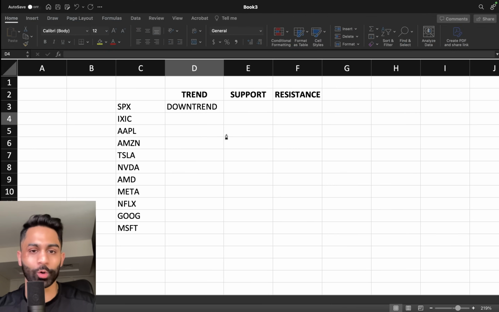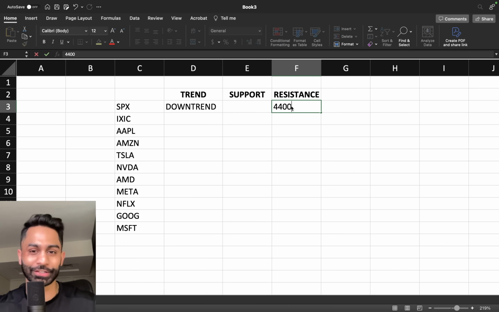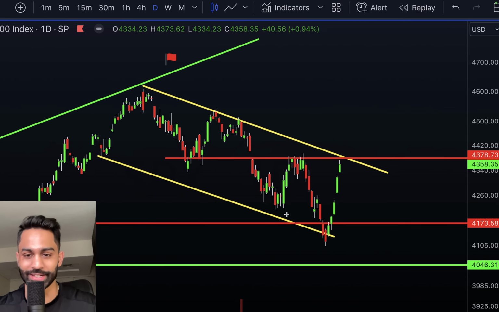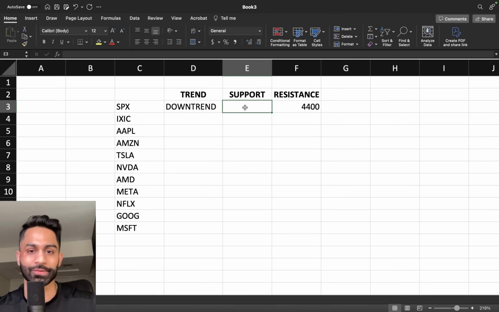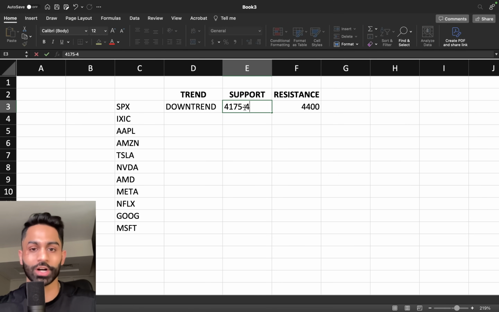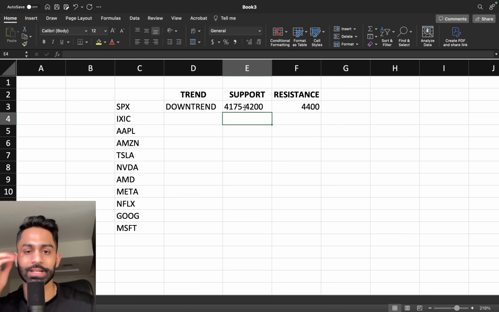So very, very important resistance coming up at 4,400 on the S&P 500, and the support level is going to stay put intact over here at 4,200, 4,175. So I'll just put down 4,175 to 4,200 as a very important support, and that's going to be in line with our previous analysis as well.